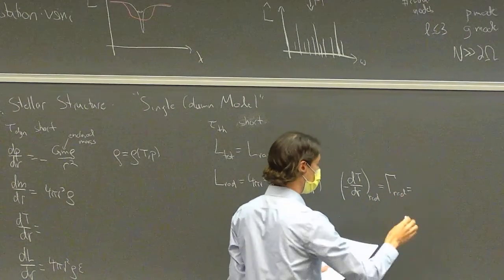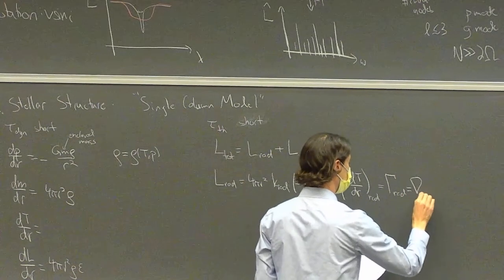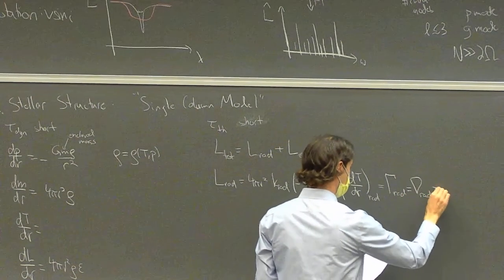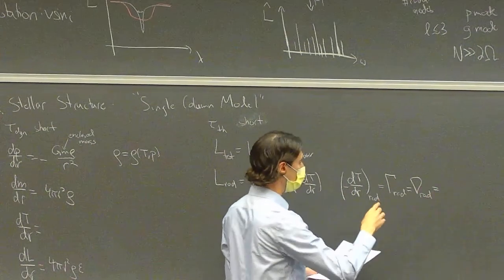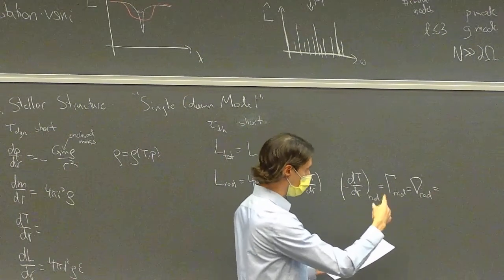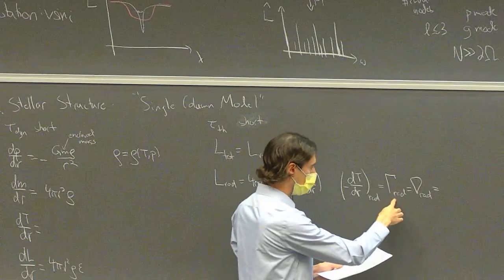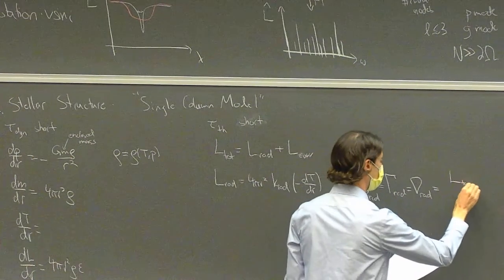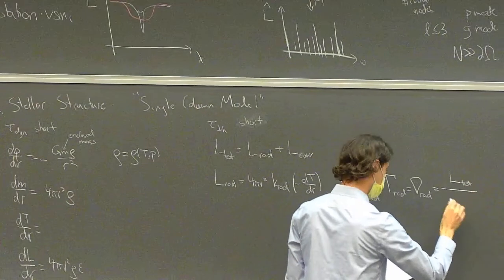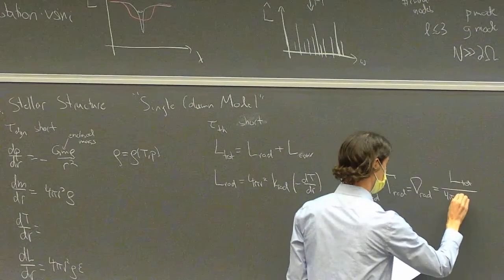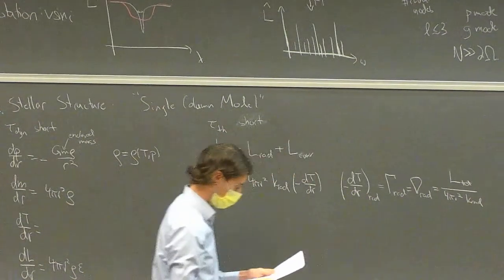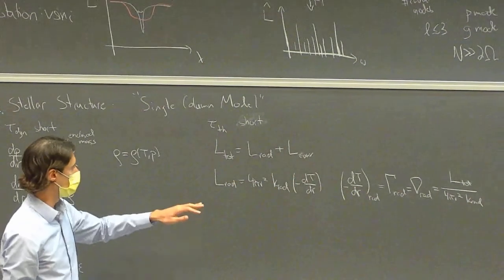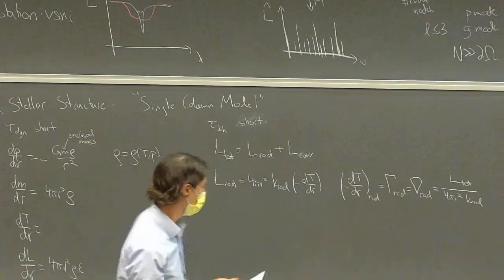Although in astrophysics people normally denote this as grad rad. But it's just a lapse rate. So you can calculate what the lapse rate is, what the temperature gradient is that you would need if the entire luminosity was transported by radiation. So that's this right here. Okay, so this is the radiative lapse rate.